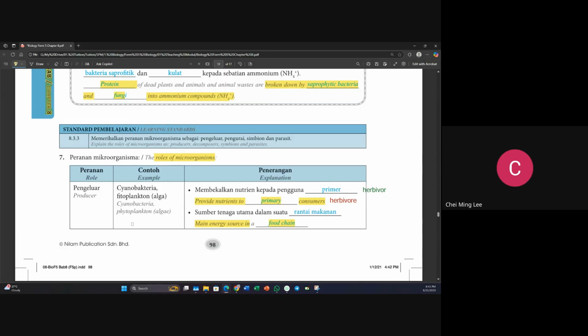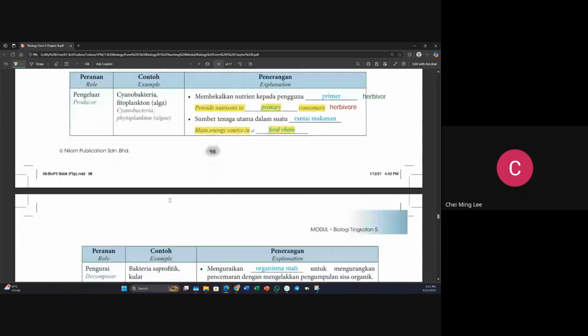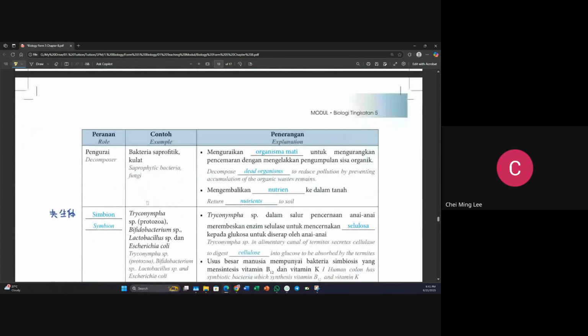Like cyanobacteria and phytoplankton, which is your algae. Secondly, as the decomposer, like saprophytic bacteria and fungi, where they decompose that organism. With this, it can reduce the pollution by preventing the accumulation of organic waste remains, and then return the nutrient to the soil as well.